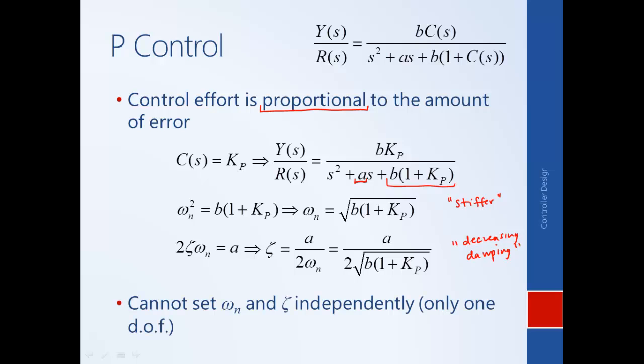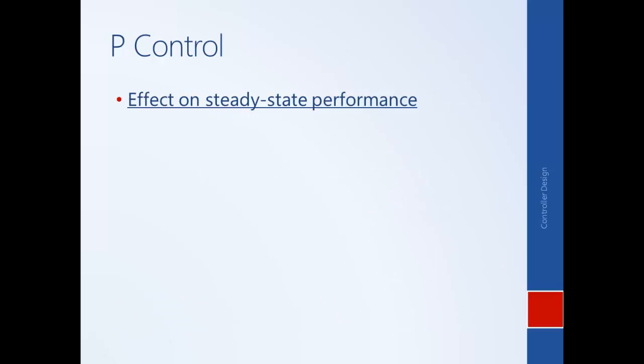Another thing you'll notice is that we have only one parameter, Kp, so we cannot set omega n and zeta independently. If we choose Kp to give us some desired omega n, then we're going to end up with a specific zeta, which maybe is not the one that we want. We only have one knob to tune, so we can't set all of the parameters of a second order system independently. So that gives some intuition about the effect of P control on transient performance.